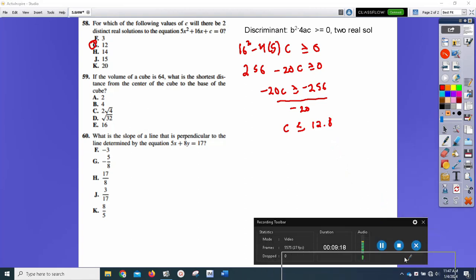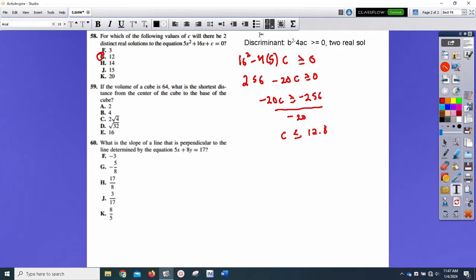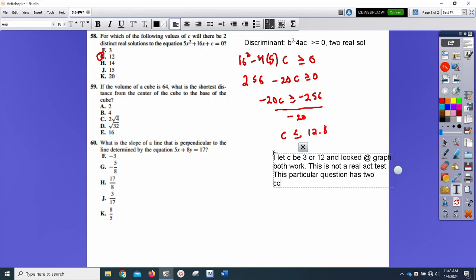All right, so I paused this real quick because there's two correct answers on this one I wanted to verify. What I did while it was paused was I let C be 3 or 12 because it just says C is less than or equal to 12.8, and looked at the graph, and they both work. Okay, I want to remind you, this is not a real ACT test. All right, this particular question has two correct answers.